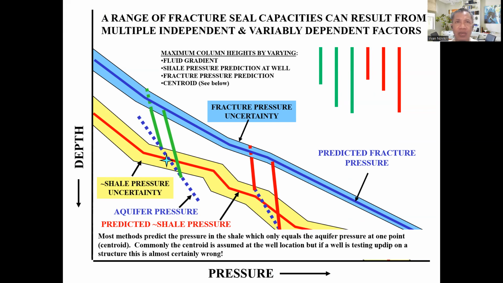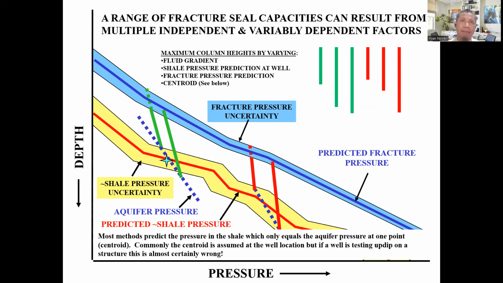The next term we call predicted fracture pressure, an estimation of the pressure at which a fracture or crack may occur in a geological formation such as shale. This prediction is influenced by uncertainty in shale pressure, aquifer pressure, and fracture seal capacity. It is important to note that most methods assume the centroid, the point of equal pressure between shale and aquifer, is located at the well, but this assumption may be incorrect when the well position is up-dip of the structure.